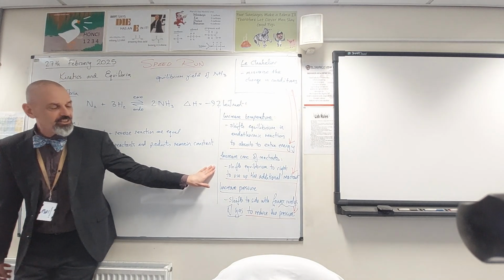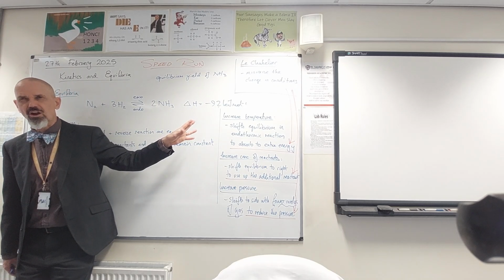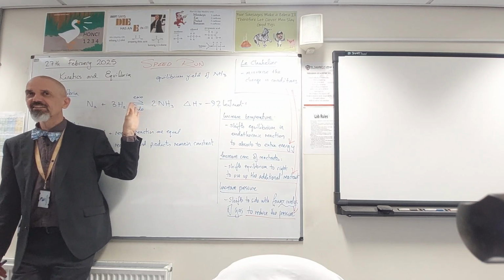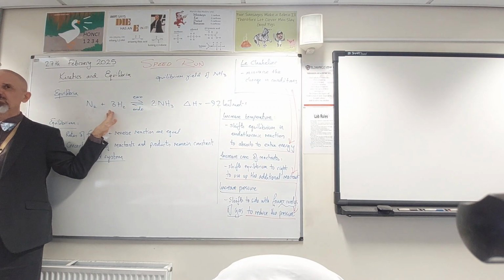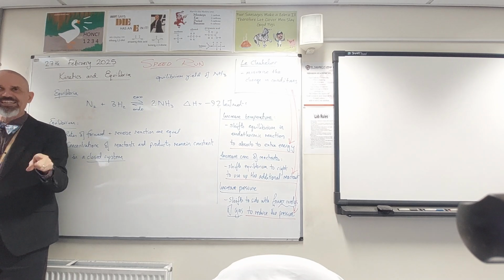Increasing the concentration of reactants shifts the equilibrium to the right. How do chemical engineers make sure that the concentration of reactants is as high as possible in the Haber process? Not use a catalyst. Well, we do use a catalyst. I'll come back to the catalyst in a moment.